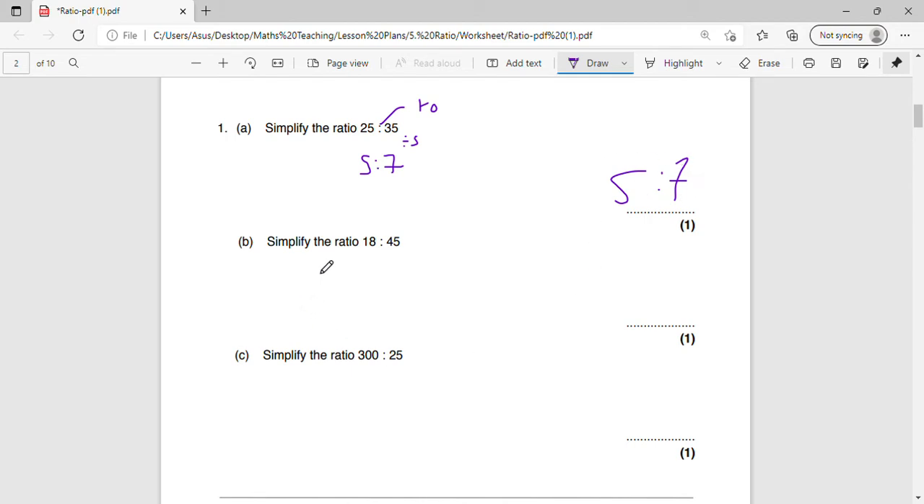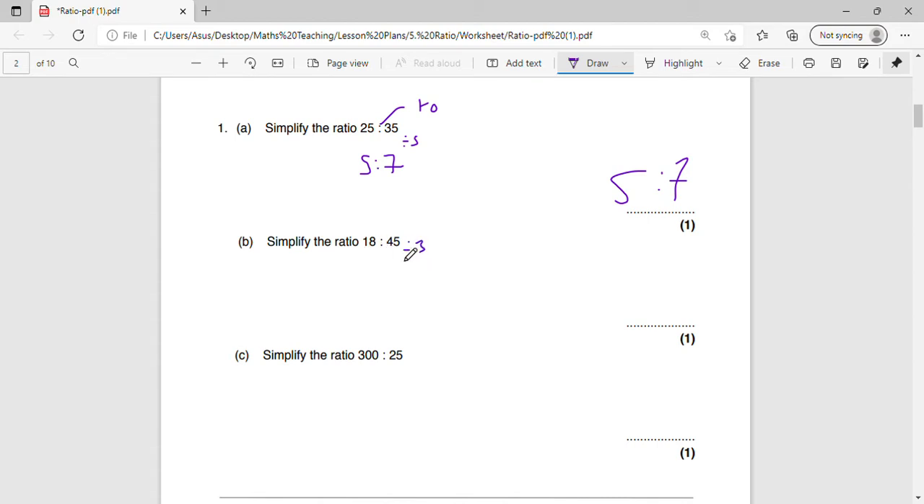Alright, let's have a look at another one. So we've got the ratio 18 to 45. So this is a little bit trickier. What can I divide both of these numbers by? So initially I think, okay, I can't divide them by 2 because 45 here would turn into 22.5, and numbers in a ratio have to remain whole. So let's think, let's divide by 3, the next number up.